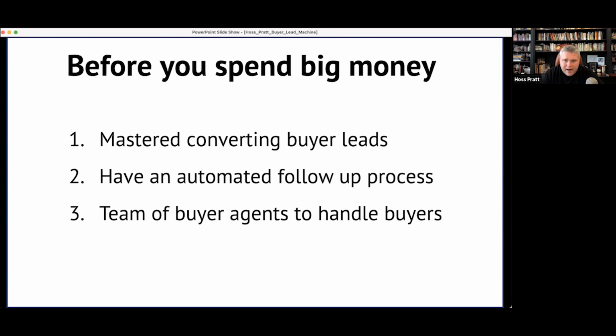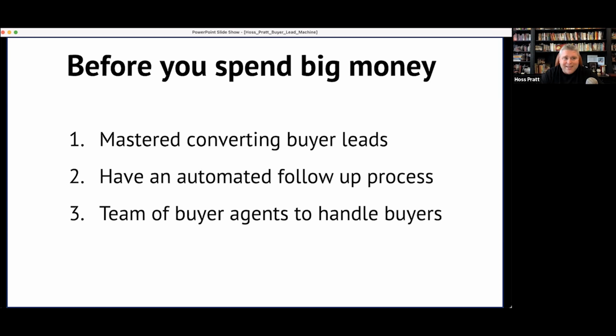And a team of buyer agents to handle the buyers. Like, what if you go out and you generate tons of leads, being able to handle them all on your own. So what I would do as you grow is be looking for buyer agents to bring into your team. It's never too soon to bring in buyer agents. So being able to have conversations with people, to be able to work with your buyers.